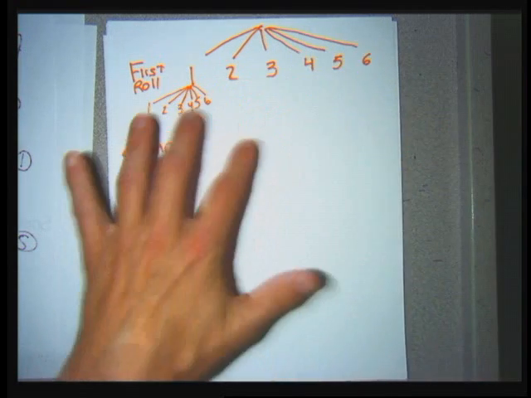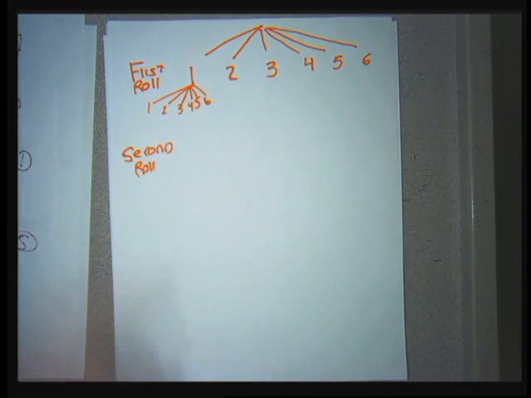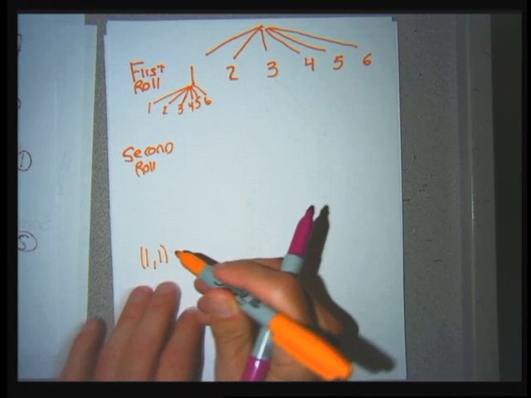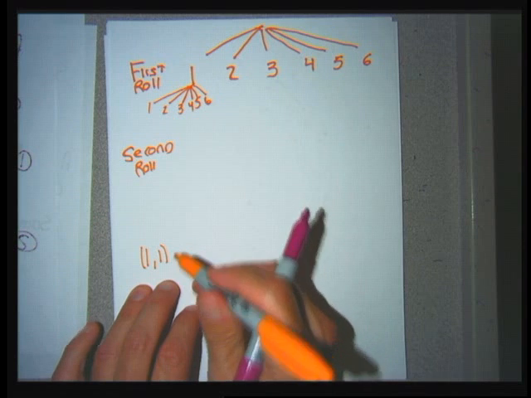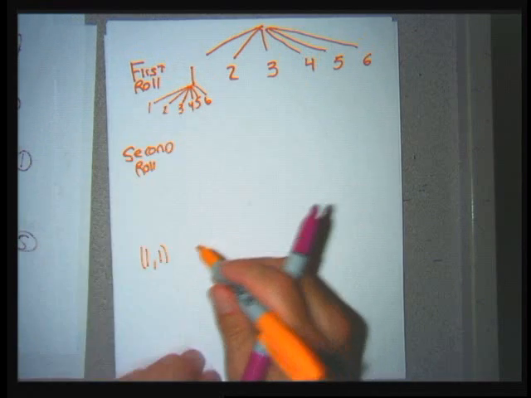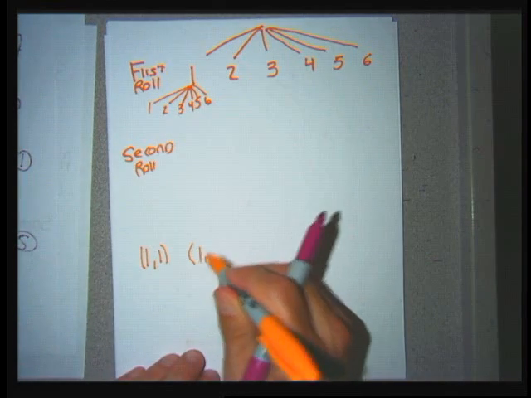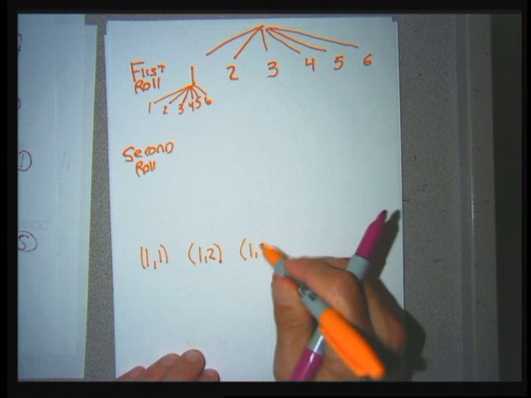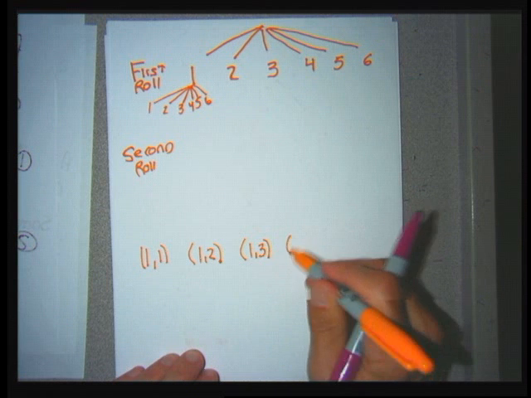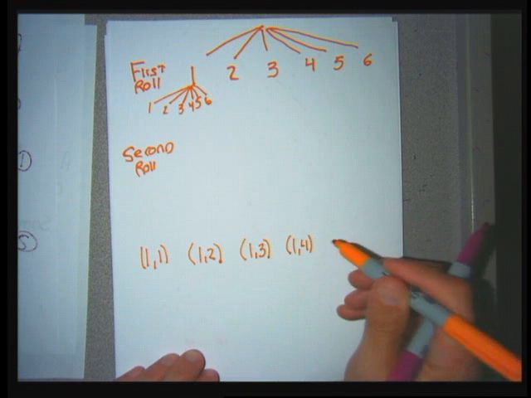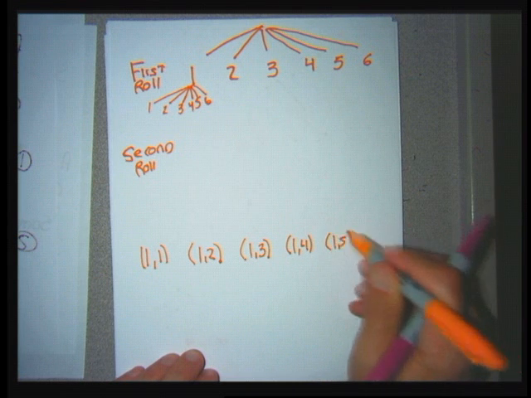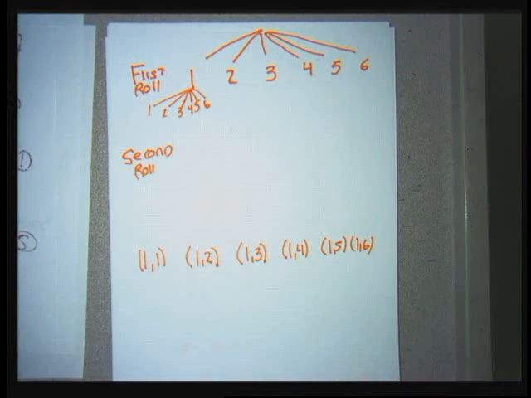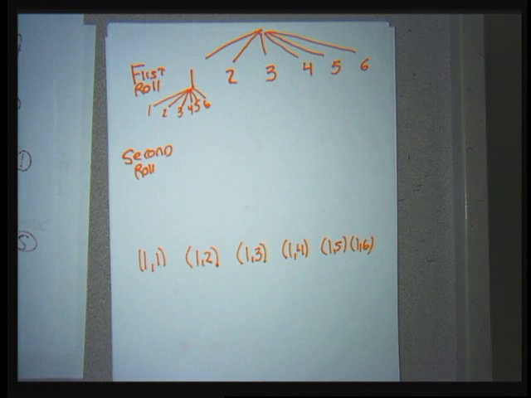So this part of the tree shows getting a 1 on the first roll and a 1 on the second roll. I'm putting it in parentheses just to separate it. The next thing this part of the tree shows is getting a 1 on the first roll and a 2 on the second roll. And then I see a 1 on the first roll and a 3 on the second roll, a 1 and a 4, a 1 and a 5, and a 1 and a 6. So that part of my tree shows all the options that could happen if I get a 1 first.